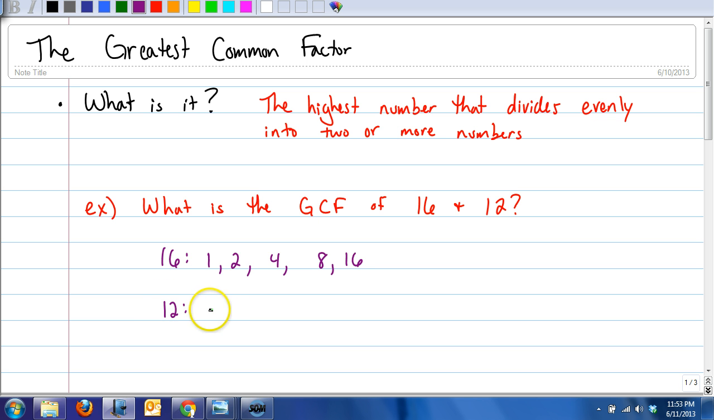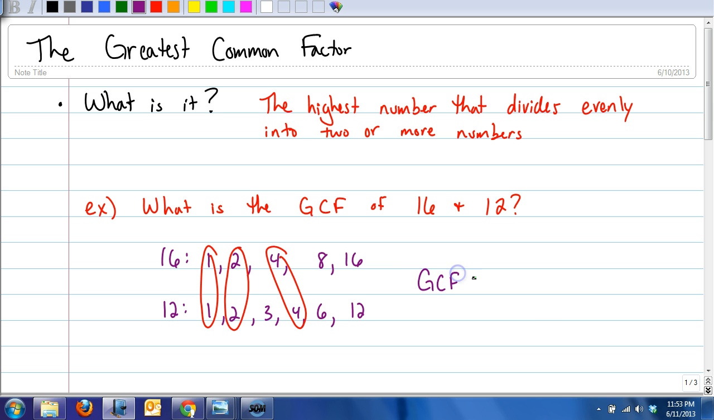Now we do the same thing for 12. We would list the factors of that. Well, the factors of 12 would be 1 and 12. We would have 2 and 6, and we would have 3 and 4. Now the common factors would be they both have a 1 in common, they both have a 2 in common, they both have a 4 in common. But those are the only common factors. So the greatest common factor is going to be the largest factor that they have in common, which in this case is the 4. So our GCF here, our greatest common factor, would be 4.